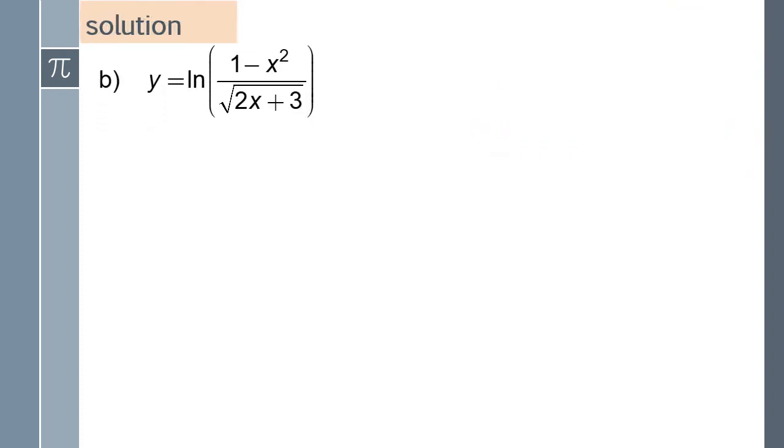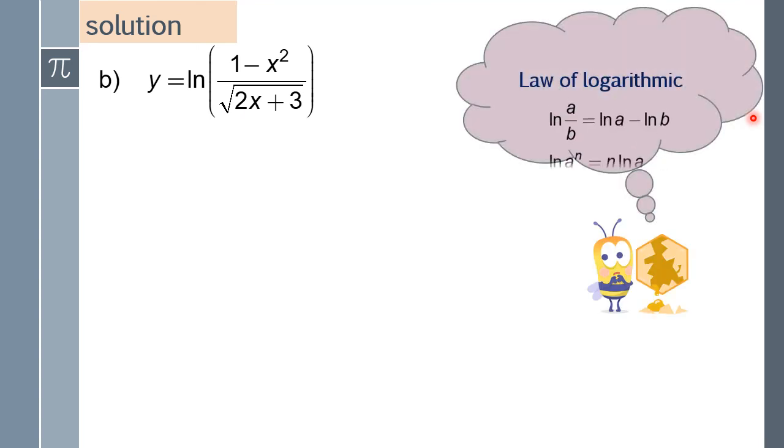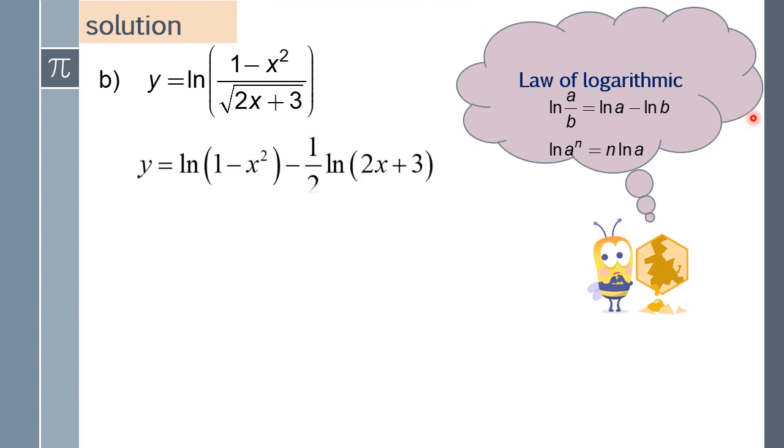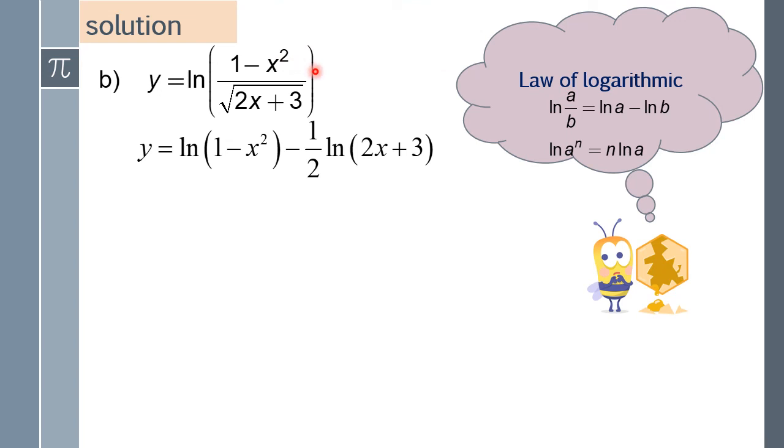Solution for example 4b, y equal to ln 1 minus x squared over square root of 2x plus 3. For this question also we use law of logarithm, that is ln a over b is equal to ln a minus ln b, and also we use ln a to the power of n is equal to n ln a. Now we split to two functions, ln 1 minus x squared minus, divide here we change to minus, 1 over 2 is a square root, ln 2x plus 3.